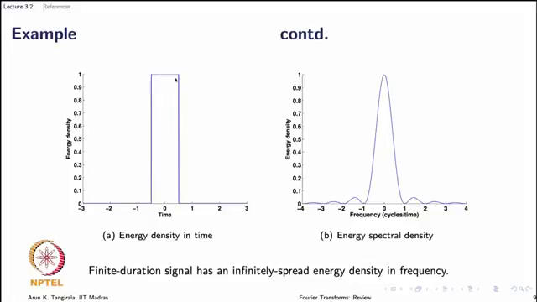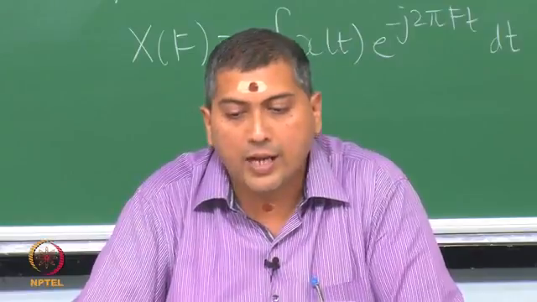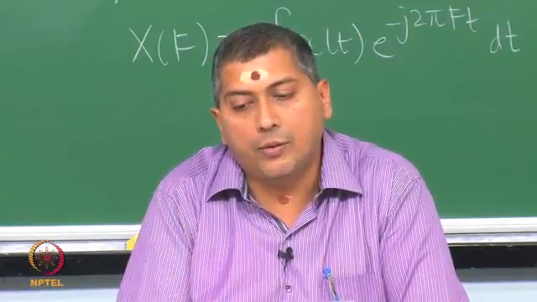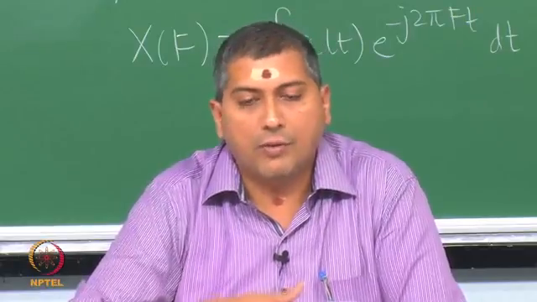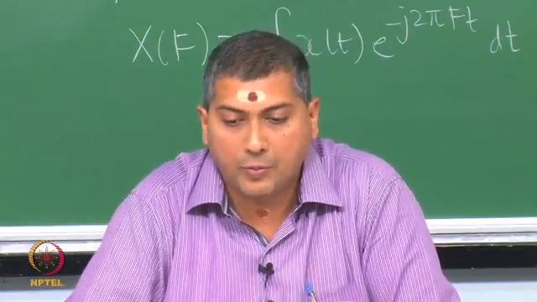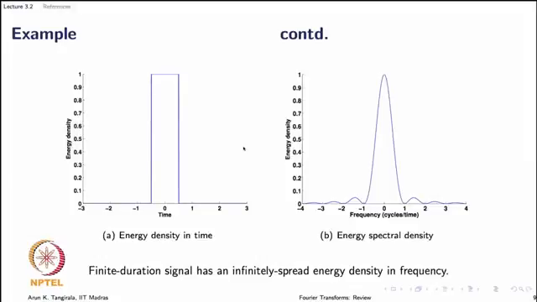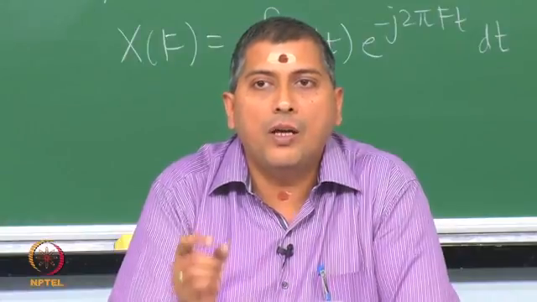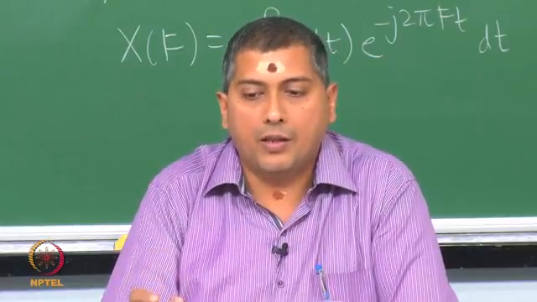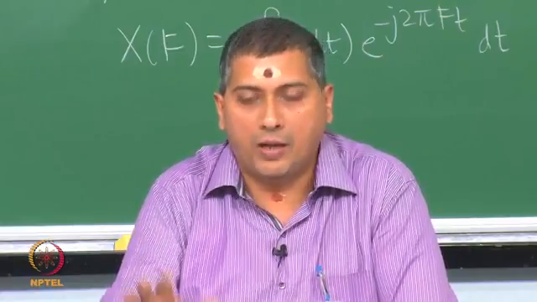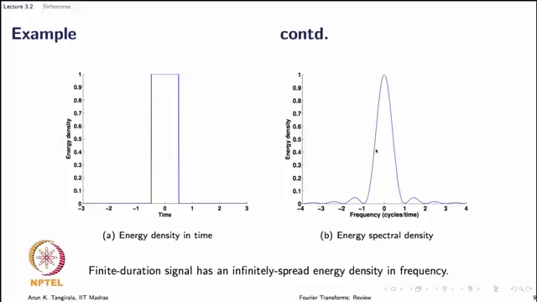The energy density exists only over a finite time, whereas the energy density in frequency exists forever. Okay. Well, we do not say exists, but it is actually infinitely spread. Rather than talking of energy densities, we can talk of what are known as duration and bandwidth. The duration is essentially a measure of how long the signal exists in time, and bandwidth is a measure of how much spread is present in the frequency domain, that is what is the spread of the energy spectral density.